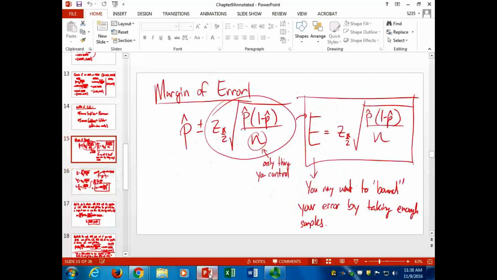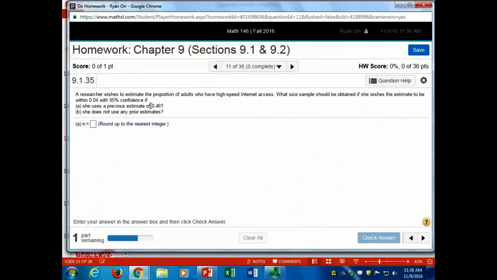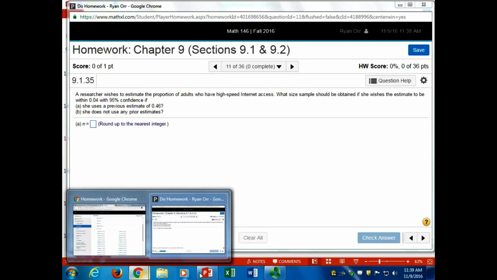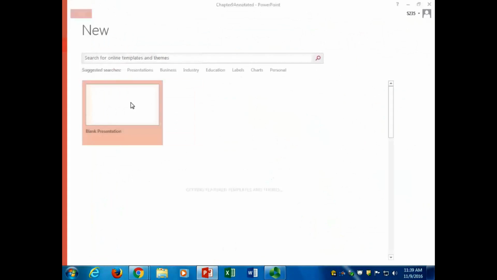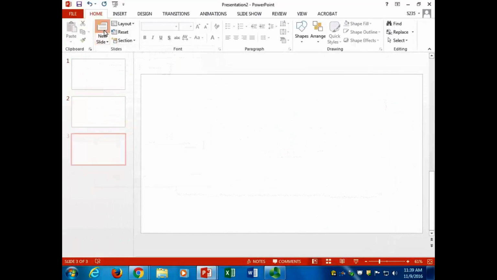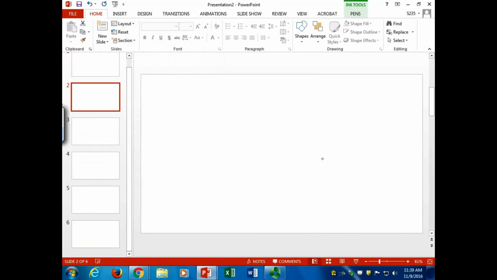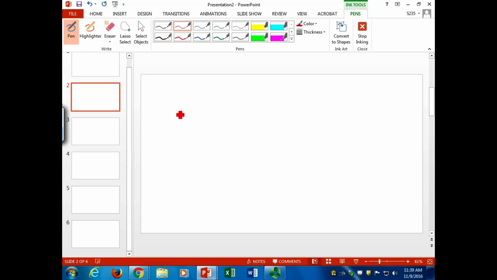So the first part of this problem is saying, let's say you use a previous estimate. Then if you're using a previous estimate, like a previous p hat, we can just use the general margin of error formula to solve for n. So let me bring up a new blank presentation here. The margin of error formula says it's z alpha over 2, times the square root of p hat times 1 minus p hat over n. This is the margin of error for that particular circumstance.